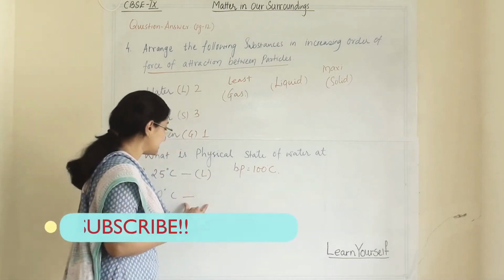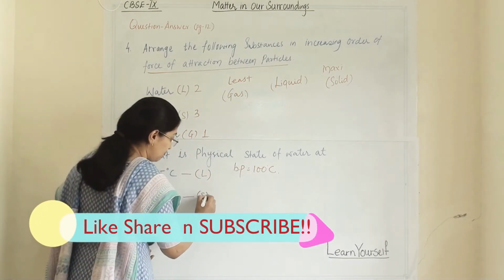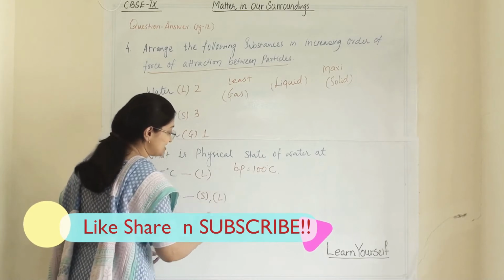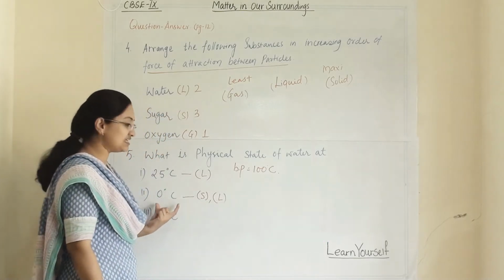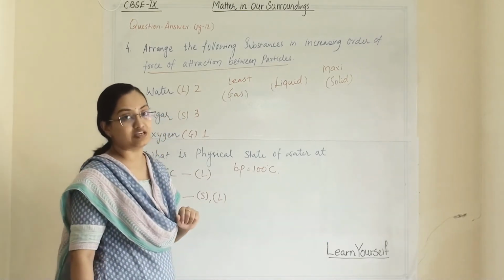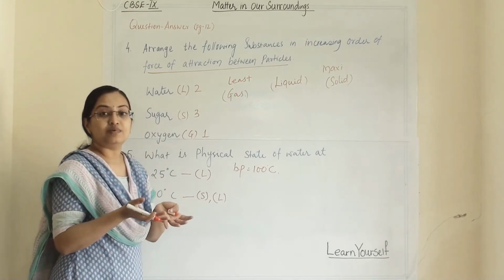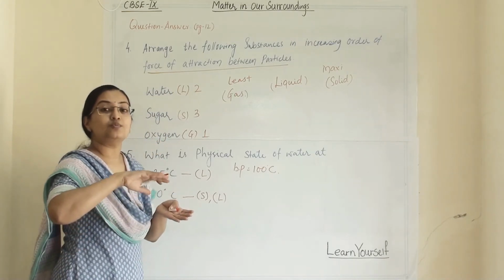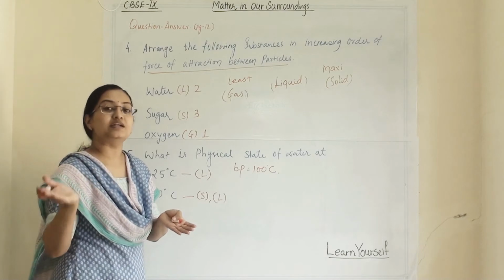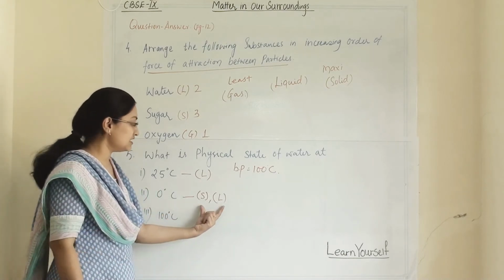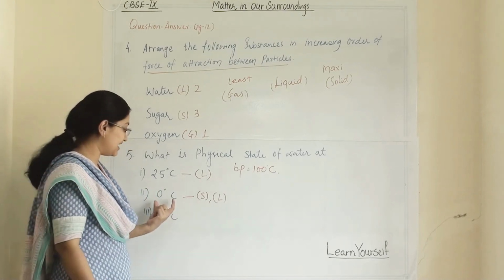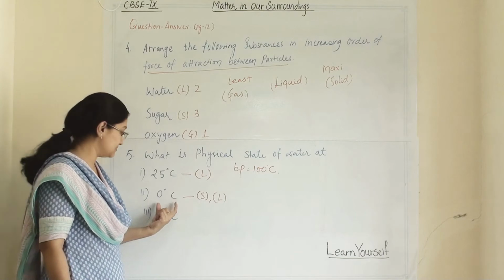So here we can see two states of water, that is solid as well as liquid, because 0 degrees Celsius is water's freezing point. So at 0 degrees, whatever water will be there, it has not been completely converted into ice. So we can see both states of water at 0 degrees Celsius.